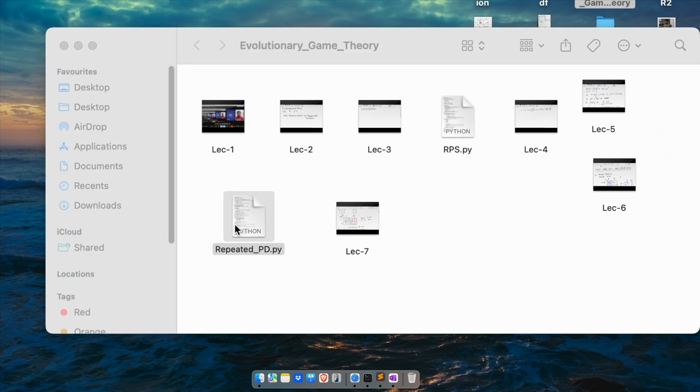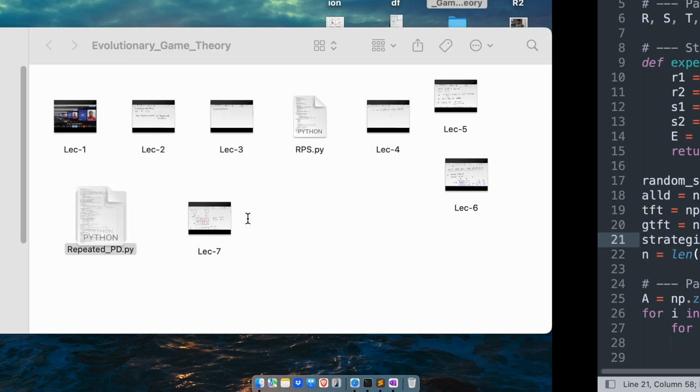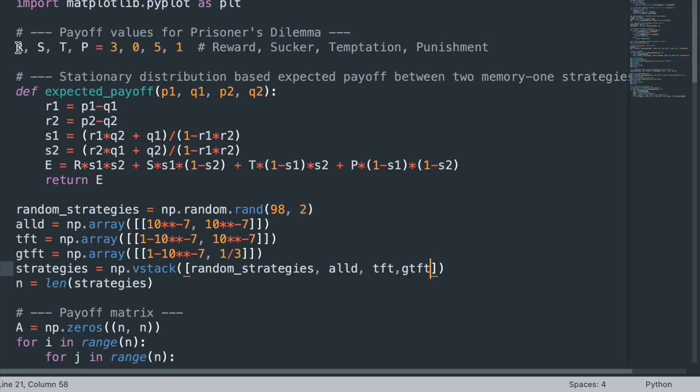This is a very simple code, anyone can write it. Here I choose the values of my game, the prisoner's dilemma game: R equal to 3, S equal to 0, T equal to 5, and P equal to 1. And this is my expected payoff, the one we had arrived at in the previous class. That expected payoff I have written.